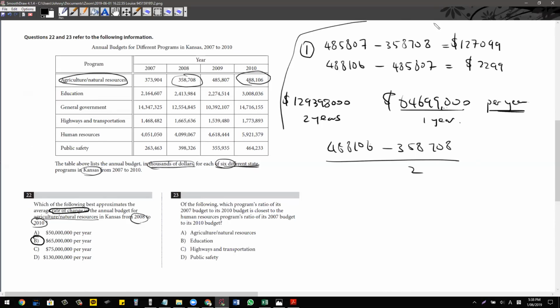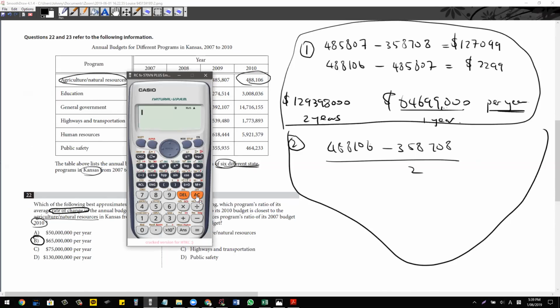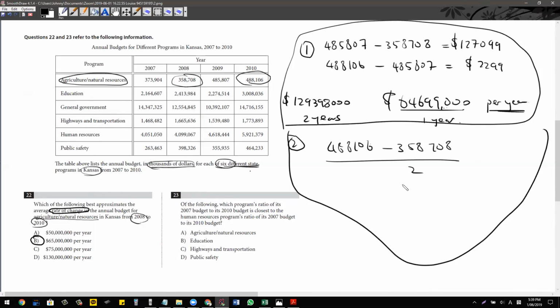What I'm saying is that the second method is you can simply do that minus that, 488,106 minus 358,708. That actually gives you the total change over 2 years, and of course, times 3 zeros. That much change happened over 2 years, so divide by 2. So you get the same answer. You don't have to calculate the change from there to there and from there to there separately. You can just do the change from there to there straight away and divide by 2. So actually, number 2 is a better way.